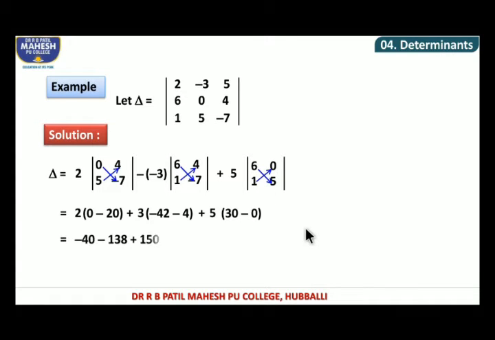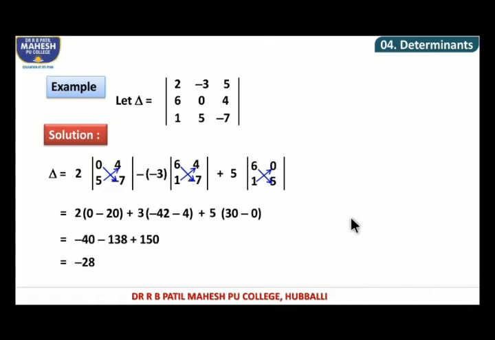So we have minus 40, minus 138, plus 150. Simplify this one: 0 minus 20, that is minus 20 into 2, so it becomes minus 40. And minus 42 minus 4 means it is minus 46, minus 46 into 3 is minus 138, and 30 into 5 is 150. After adding all these, we get minus 28. So this is the value of the given determinant delta.